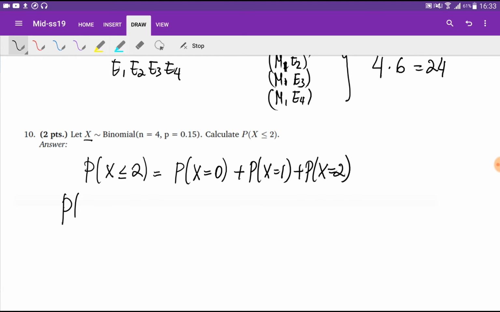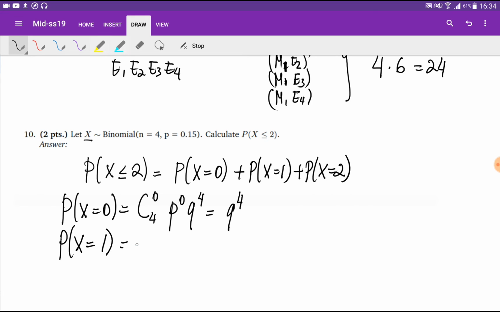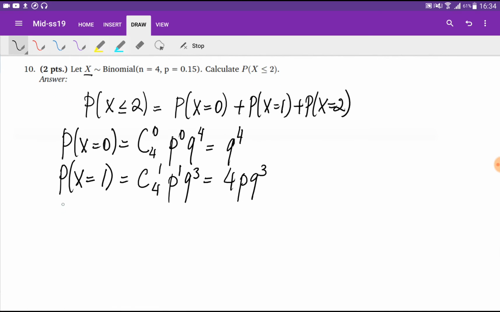So the probability that x is equal to 0 is the combination of 4, 0, probability of success is 0, probability of failure is 4. So this will be simply q to the power of 4. The probability that the number of successful trials will be 1 is C 4 1, p^1, q^3. This is 4 multiplied by p, q to the power of 3.